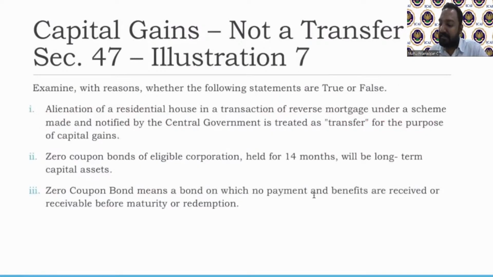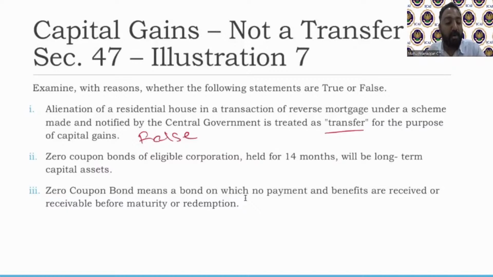Examine with reasons whether the following statements are true or false. The first: alienation of a residential house in a transaction of reverse mortgage under a scheme made and notified by the central government is treated as a transfer. The question says it is treated as a transfer. It is false, right? Because property given under reverse mortgage is not a transfer in accordance with the Income Tax Act. So it will not be treated as a transfer. That's the first thing.